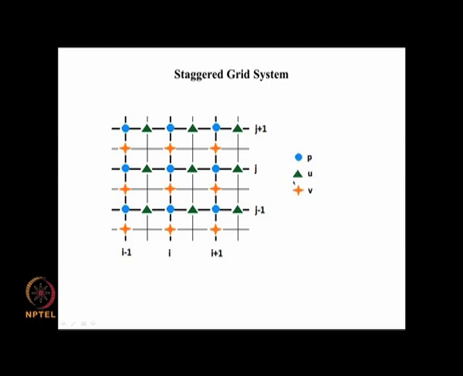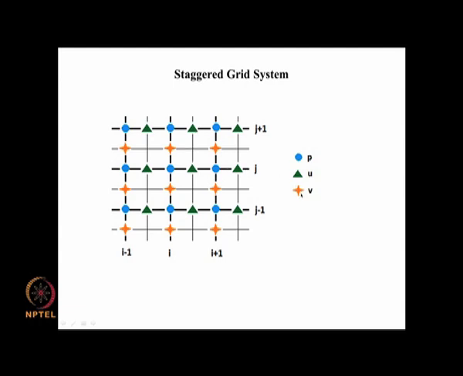And in the case of 2D you still have u and v as the variables, and u is evaluated midway between the two pressure evaluations in the horizontal direction. So, this is at i plus half, j; i plus half, j minus 1; i plus half, j plus 1. These are the triangles, the green triangles, the locations at which u is evaluated.